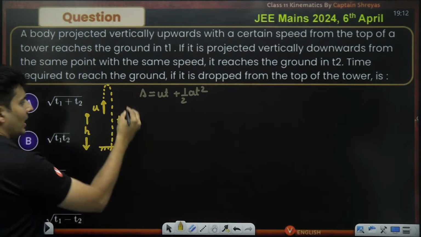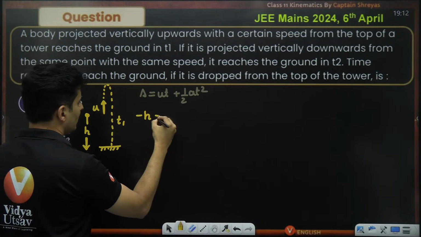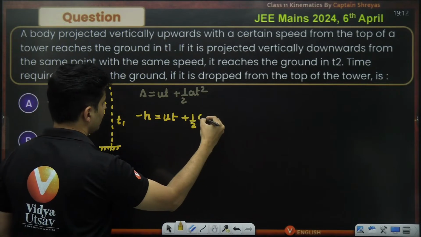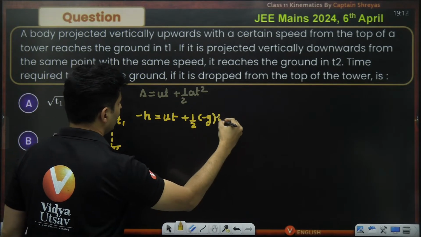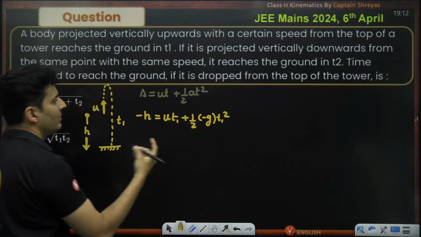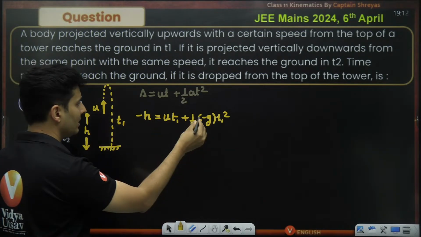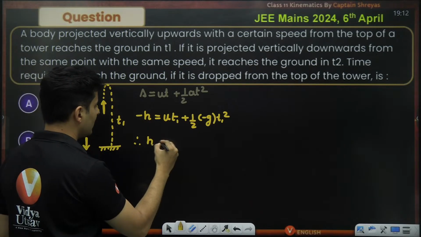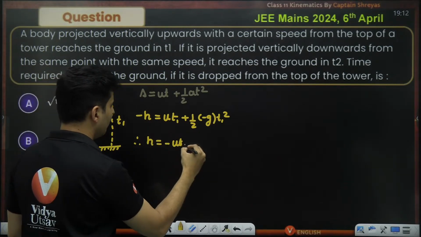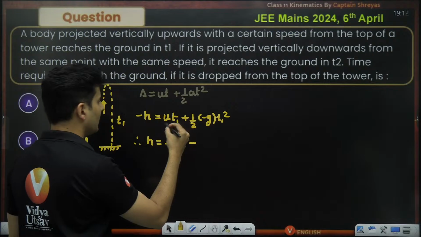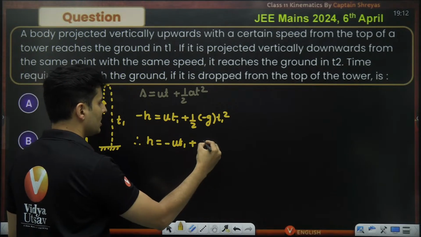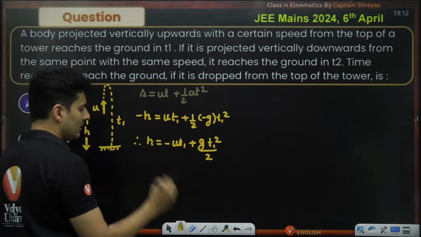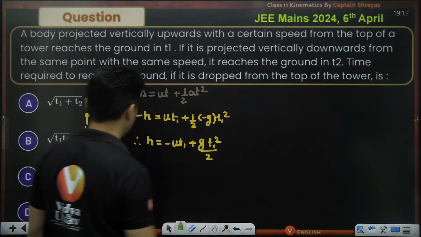It starts from here, goes down like this. So S is basically minus h, u is positive u, acceleration is negative g, into t1 square. So u t1 plus half g t1 square with negative sign g because g is down. So I can say h is negative u t1 plus g t1 square by 2. That is the first equation which I got.